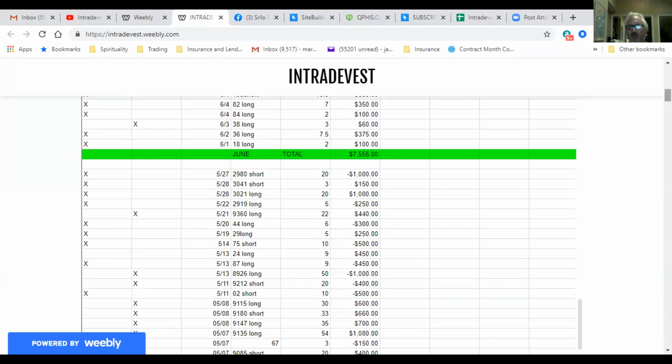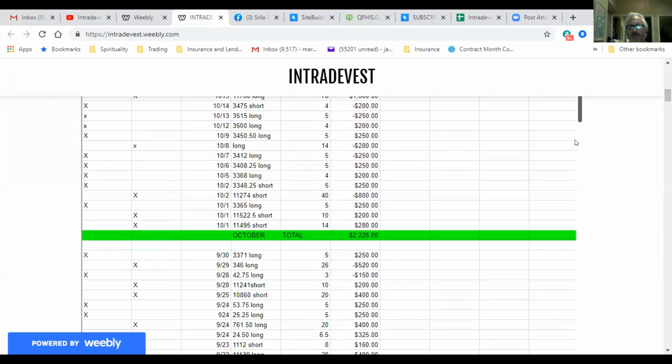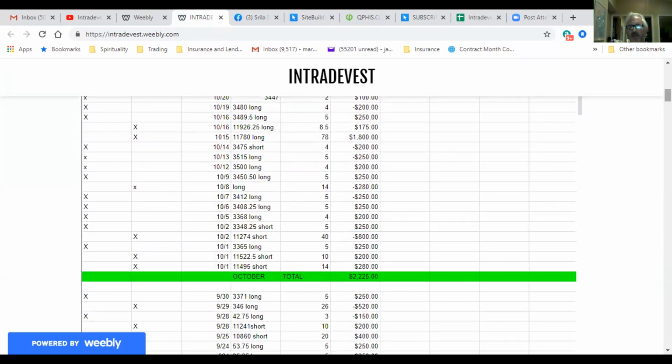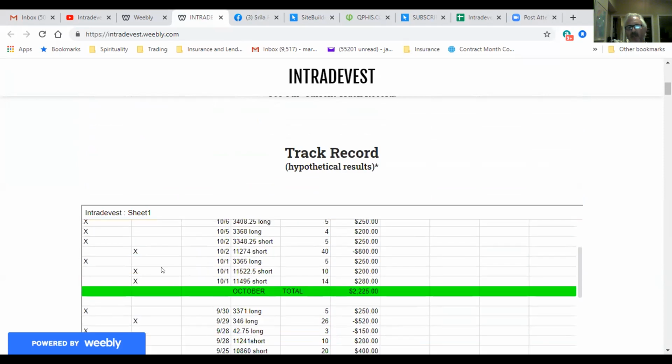And everything's at the top. You can see we mark it off, the ES, the NQ, the date of the trade, the entry. I got to fix this. This was a long trade. Number of points, how much we made. Everything is listed so you can go back and see where we traded.